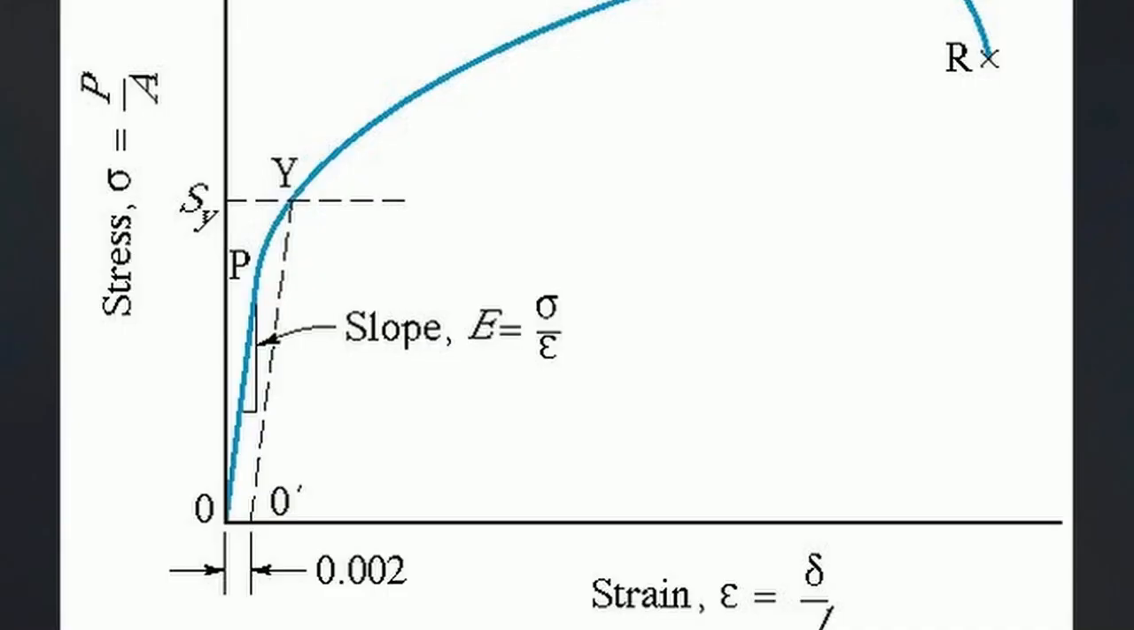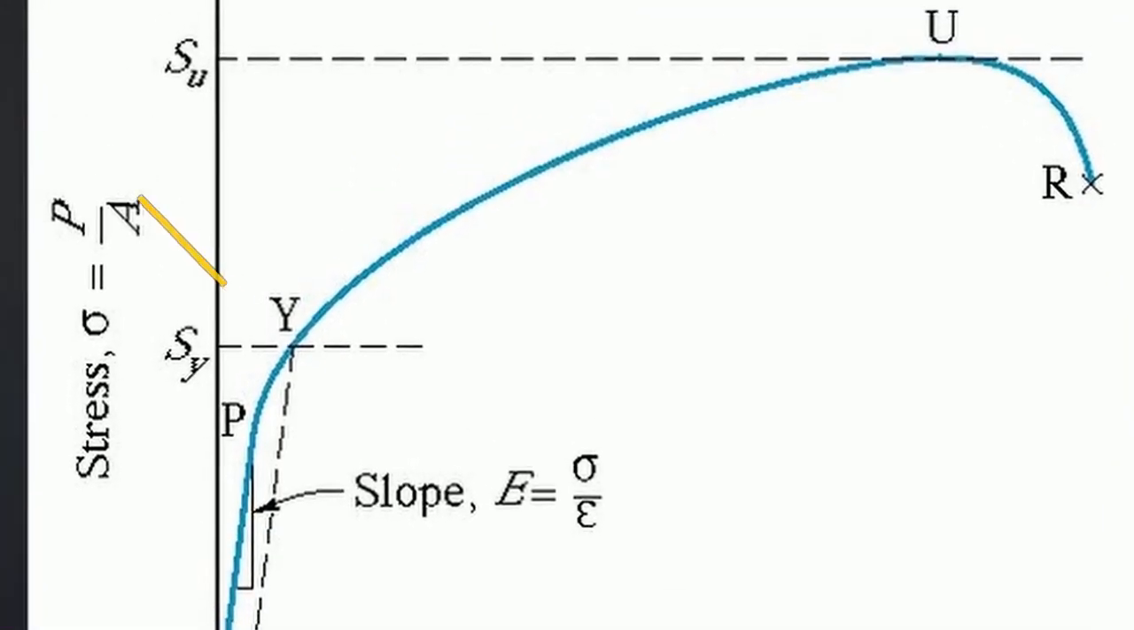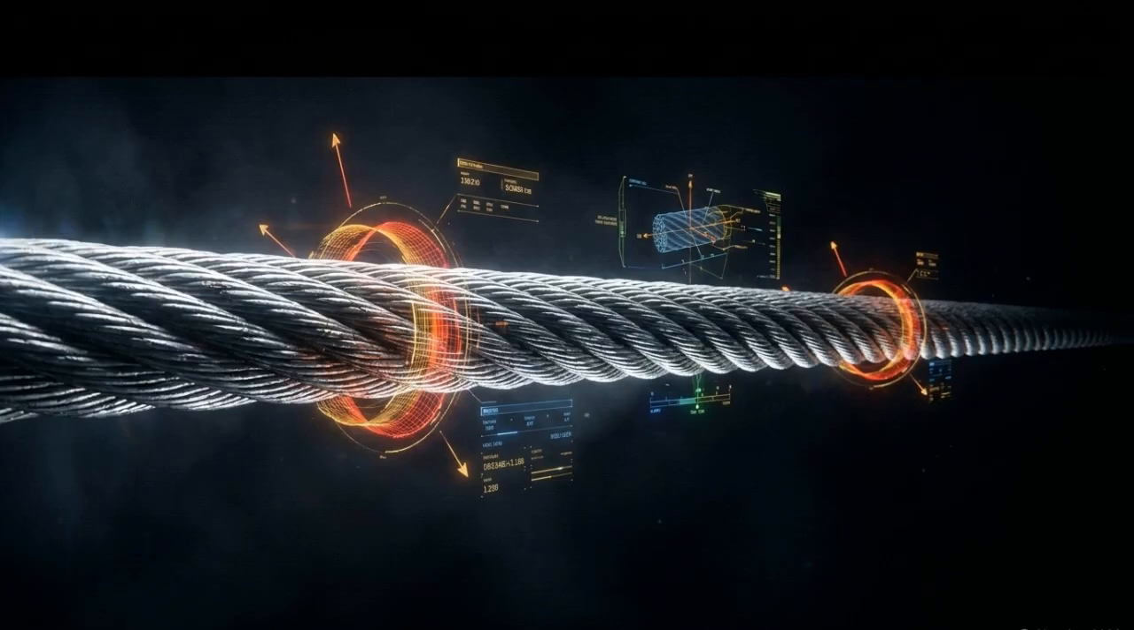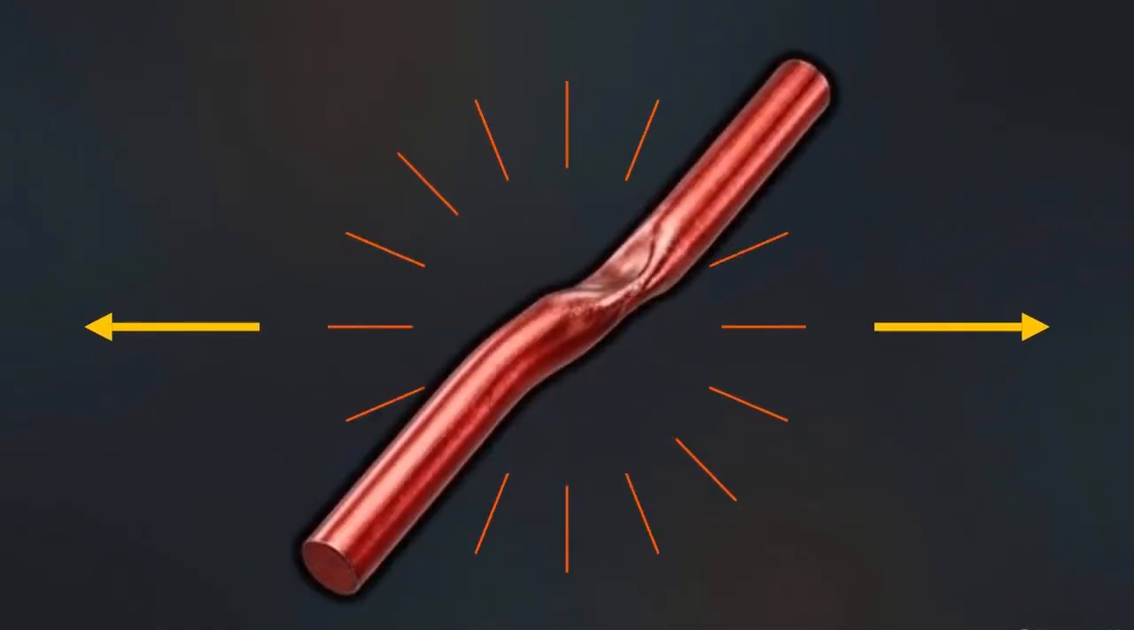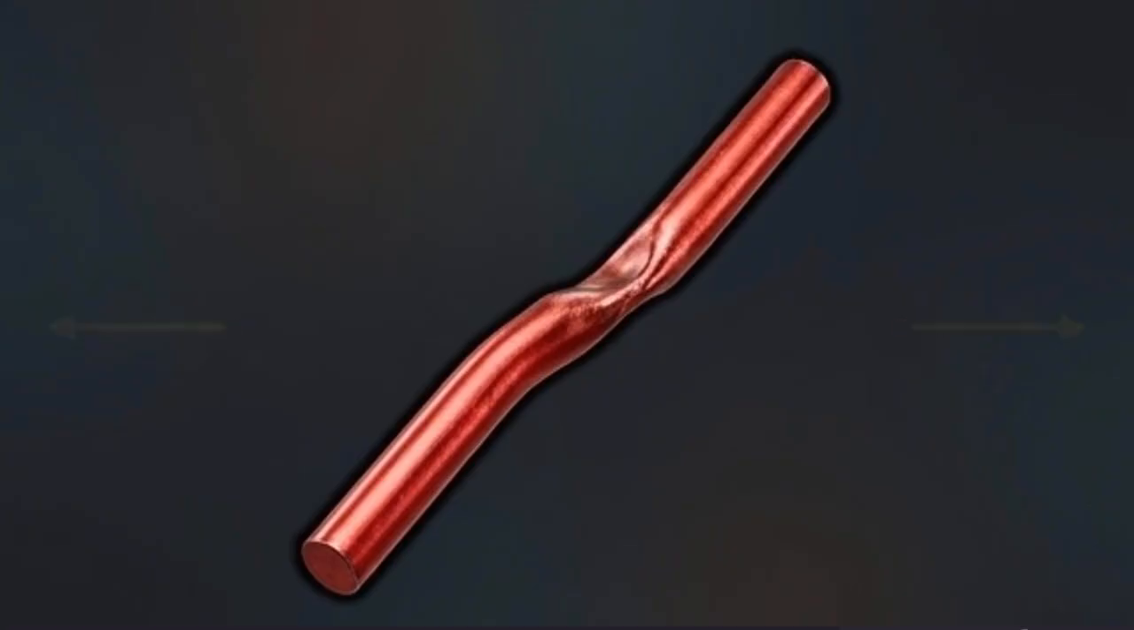This graph maps our material under tension. Notice the steep straight line from the origin, the elastic phase. Here, if you drop the load, it springs back perfectly. But as force increases, we pass the proportional limit and hit the yield point, marked Y. The yield strength is the exact threshold where the material stops bouncing back. It loses its elasticity and takes on a permanent set, a process called plastic deformation.